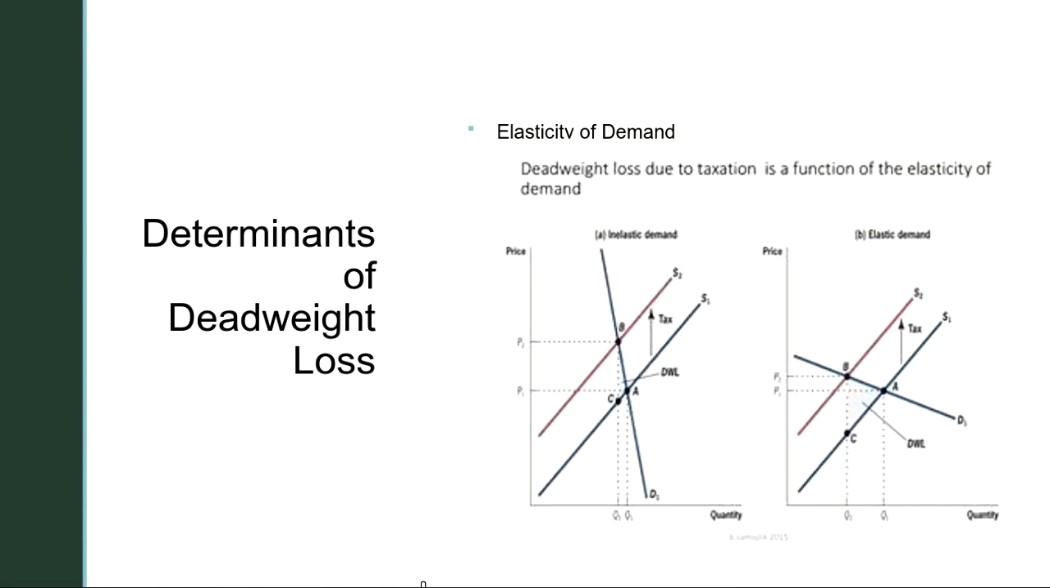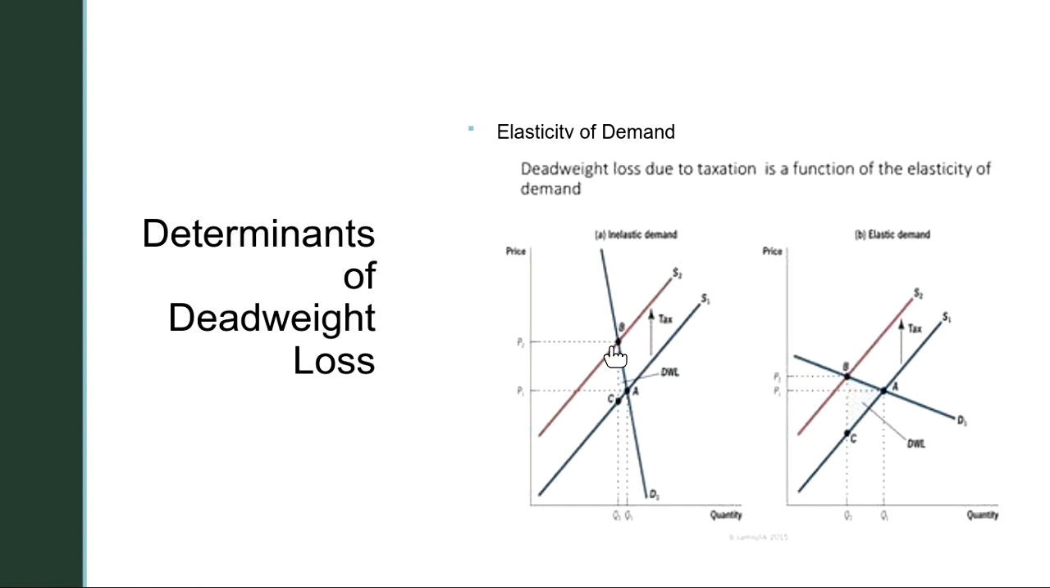Now, what are the determinants of our deadweight loss? Simply put, elasticity is what determines our deadweight loss. So I just want to look over here, and we're going to zoom in on this. Deadweight loss due to taxation is a function of the elasticity of demand. So in this case, we're looking particularly at demand. And note that if we institute a tax on suppliers, supply shifts leftward. The reason is that a tax is considered an increase in their factors of production, and that leads to a leftward shift.